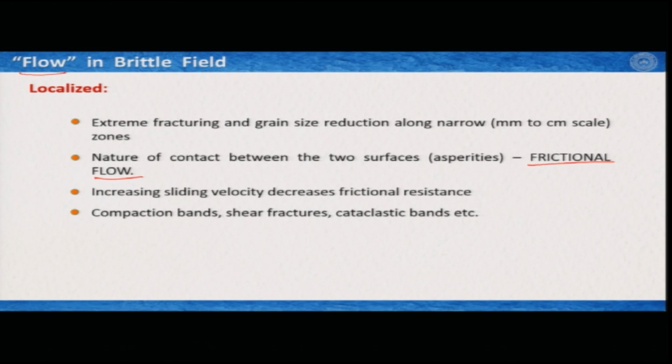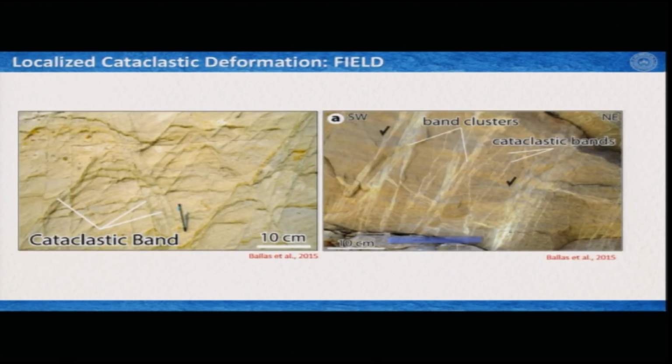And as an example of localized deformation, you can cite many. So, compaction bands are there, shear fractures are there, and sometimes cataclastic bands are also included in the localized type of cataclastic deformation. We will learn all about this in the following slides. So, here are some examples of cataclastic deformation in the field.